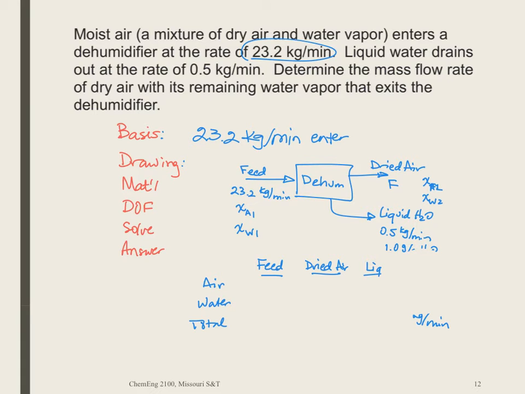Kilograms air per kilogram, kilograms water per kilogram. That would mean that I'm using mass fractions to go with my mass flow rate. All right, so the feed is 23.2, the dried air is F, and the liquid is 0.5. My air is, I have no idea, XA1 and X water 1. This is XA2 and X water 2, and this is 0 and 1.0.